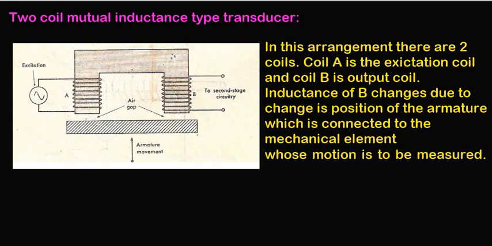In the figure shown here, A is the excitation coil and B is the output coil. Inductance of B changes due to change in position of the armature, which is connected to the mechanical element whose motion is to be measured. As the armature moves, the air gap changes, resulting in a change in flux generated in the circuit, and thus the inductance of the circuit also changes, giving us a change in output.